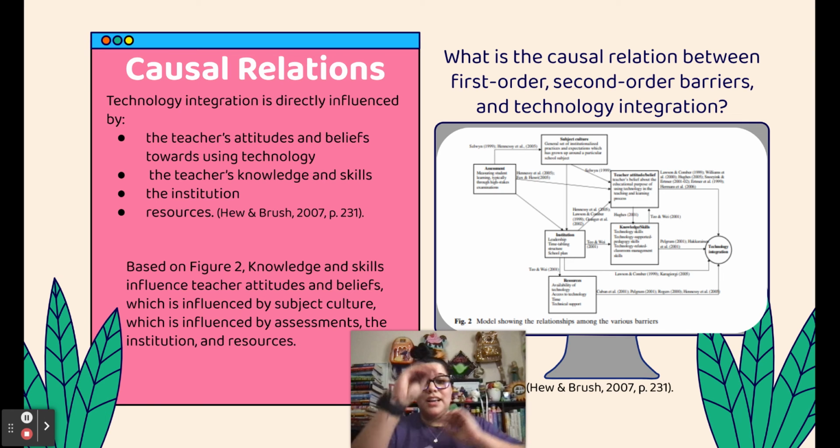So everything connects. I believe that if a school has a really great administrative staff and they can start eliminating those first order barriers in the beginning, they can change that school culture and make it a more positive place where those first order barriers are going to be eliminated and they can work on those second order barriers and then have an awesome technology integration in their school.